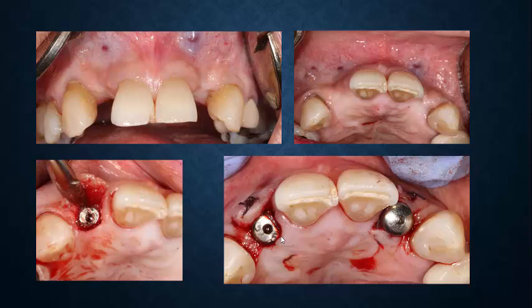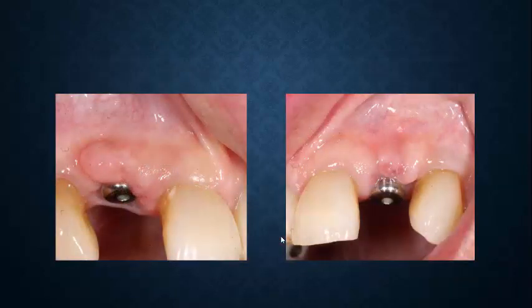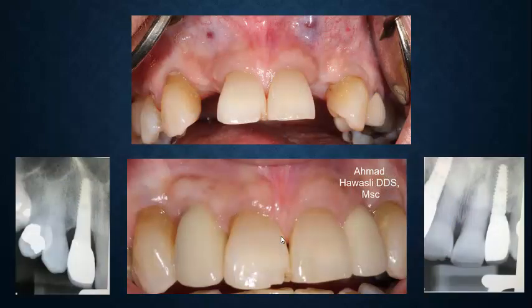We did the apically positioned flap. This is after 2 weeks healing time. At 3 weeks, we can see how the tissue is healing. It's like we did a CT graft or free soft tissue graft. And here is after 2 years of the restoration.